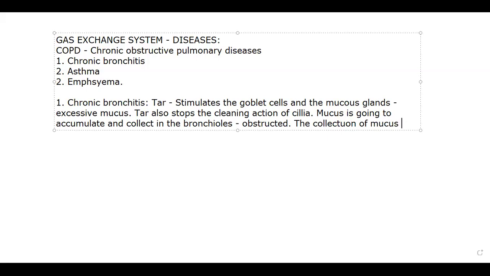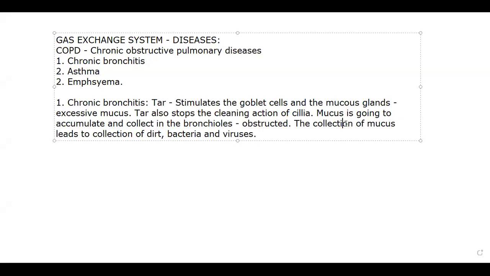The collection of mucus leads to collection of dirt, of bacteria and viruses. How? I mean, that's the entire job of mucus, to prevent us from this. The entire job of the mucus was to protect us from all this. But now the mucus is leading to collection of all these harmful things because the mucus is not being removed, right?